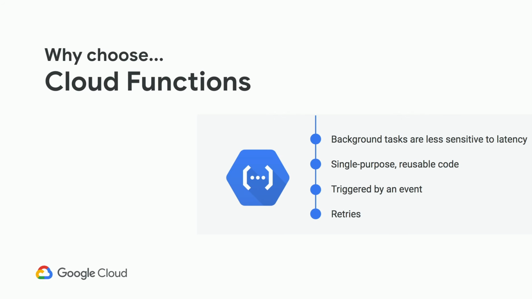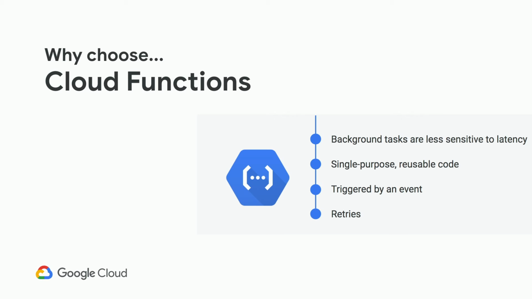Now, when should a developer choose Cloud Functions? When you think about this, Cloud Functions are very suited for background tasks that are less sensitive to latency. Things like asynchronous data processing, image compression that can happen after the image has been uploaded, things like that. And that's when Cloud Functions is going to be great.